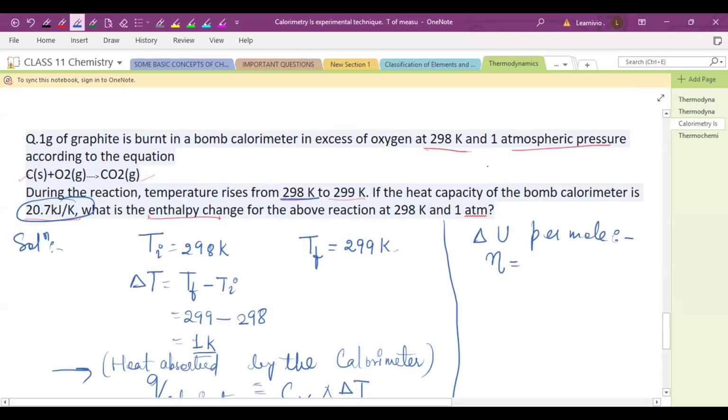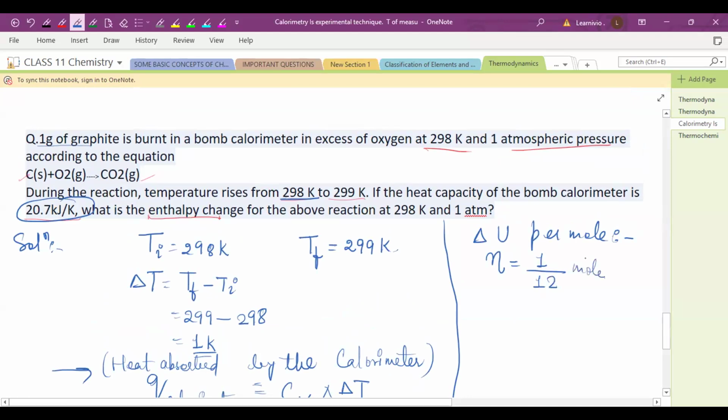So here, what is the given mass? 1 gram of graphite means the given mass is 1 gram. And what is the molar mass of graphite? Graphite is an allotrope of carbon, so the molar mass of graphite is the same as that of carbon. The mass of carbon is 12. So 1 upon 12, given mass upon molar mass. That's the number of moles.